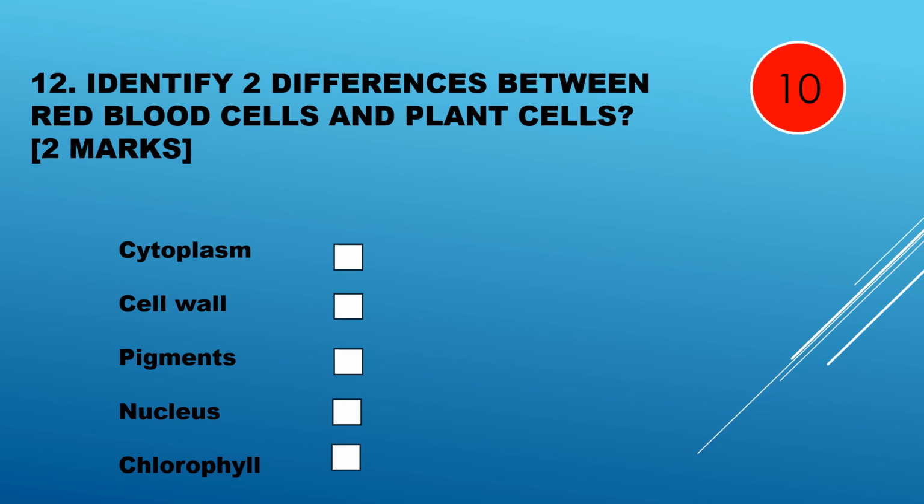12. Identify two differences between red blood cells and plant cells. Cytoplasm, cell wall, pigments, nucleus, chlorophyll. Two differences are plant cells have got a cell wall and plant cells also have chlorophyll.